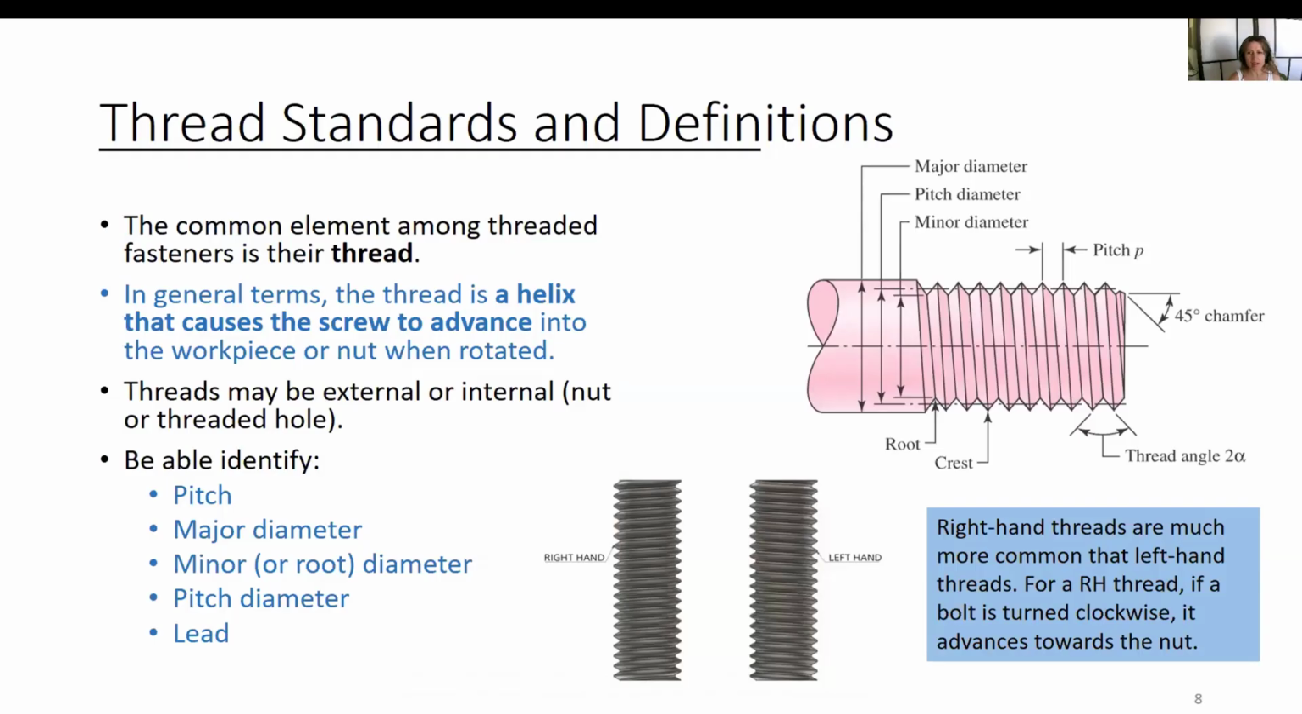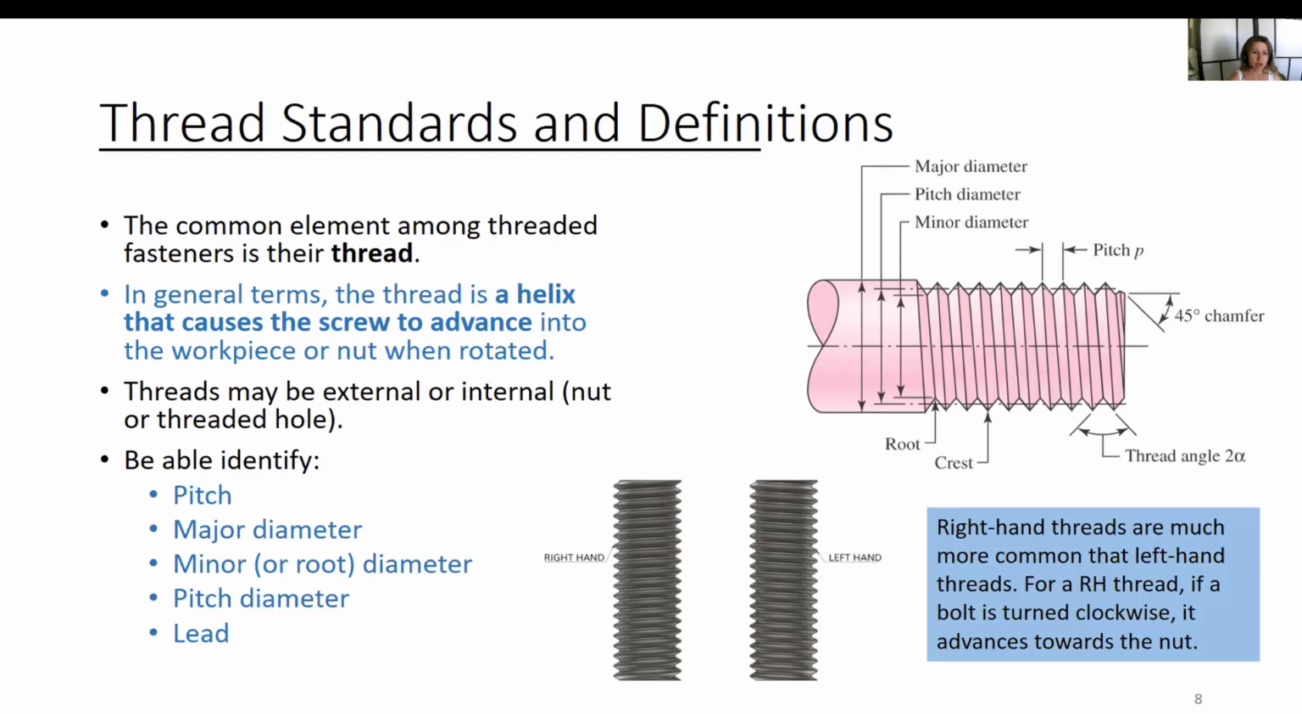So welcome back. In the video we just watched, there was a significant amount of discussion given to the thread, or the thread form, of a fastener. That is one of the most common elements that we discuss when talking about a threaded fastener. In general terms, the thread is a helix that causes the screw to advance into the workpiece or the nut when rotated. Threads may be external, as shown here, or internal. So a nut or a threaded hole would have internal threads.